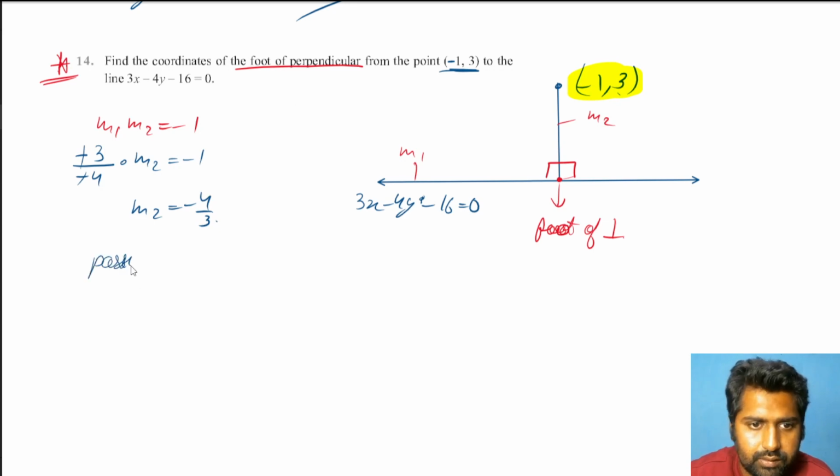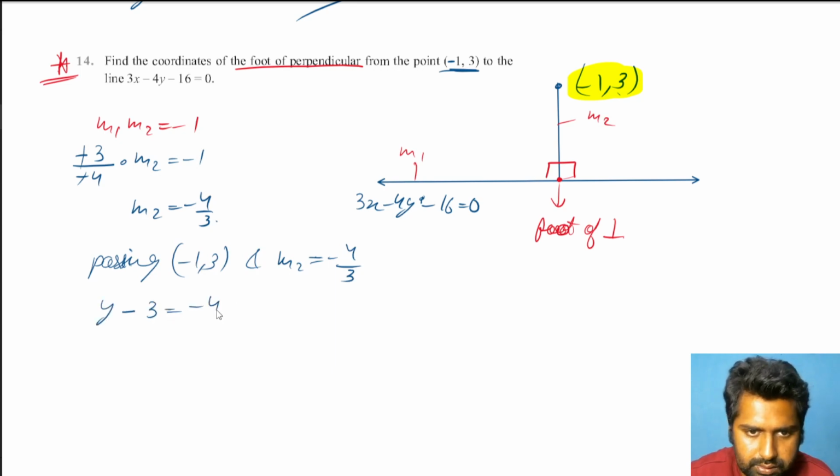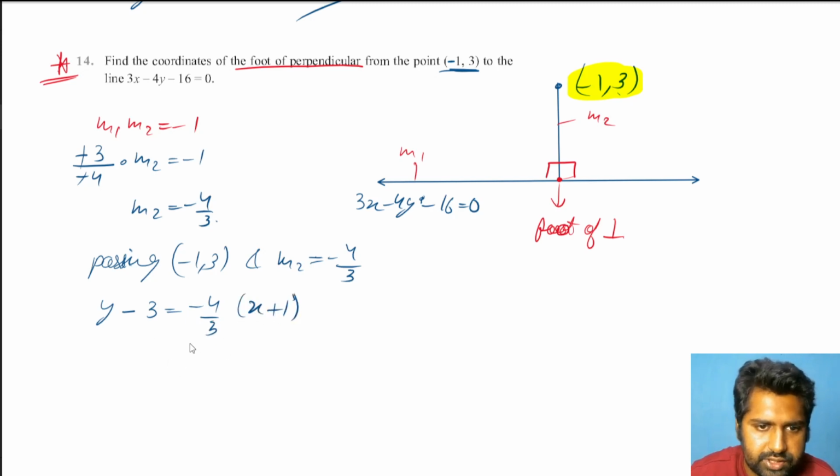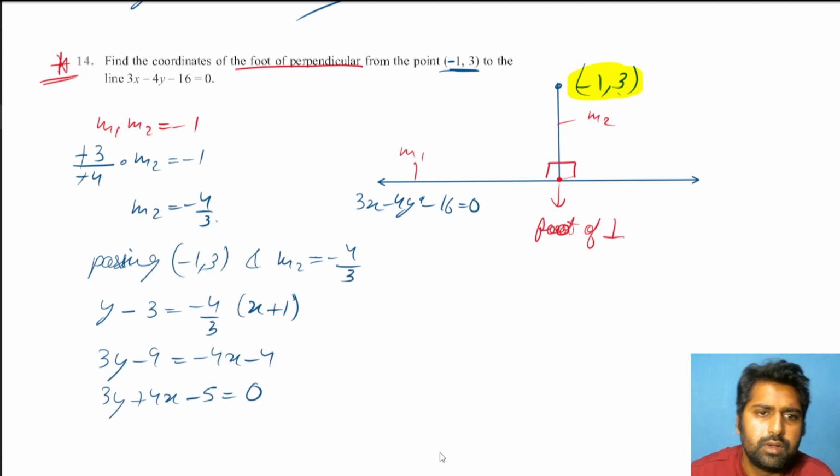Passing through minus 1 comma 3 with m2 as minus 4 by 3. Let's get the equation. y minus 3 is equal to slope times x minus 1, so x plus 1. Rearrange it. So 3y minus 9 is equal to minus 4x minus 4. So 3y plus 4x minus 5 equal to 0. That's your equation for L2.